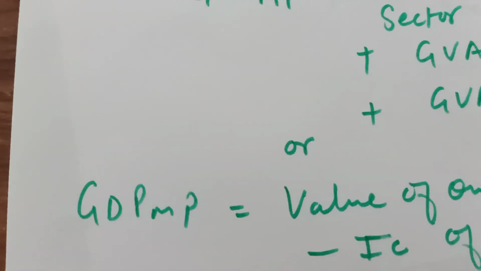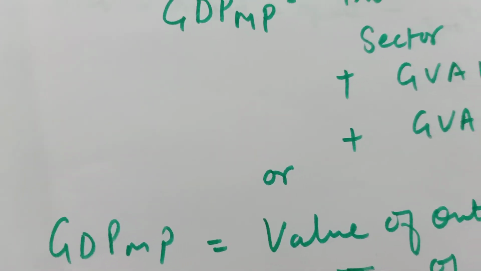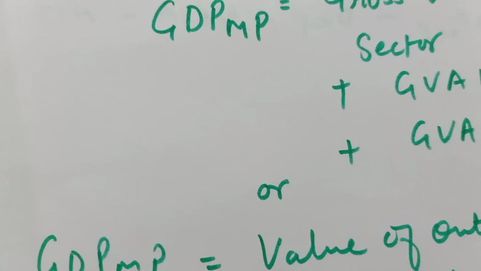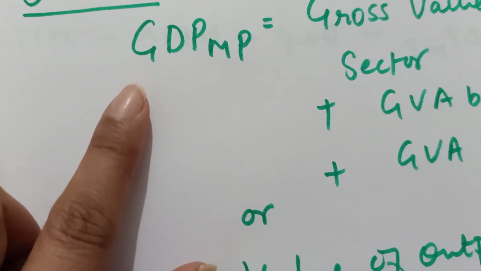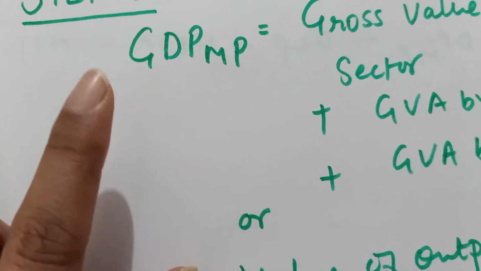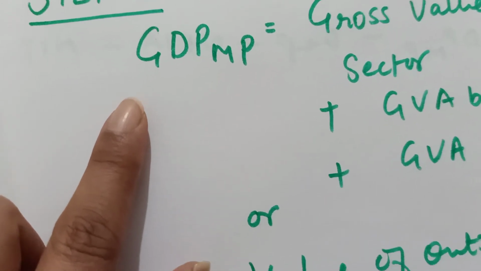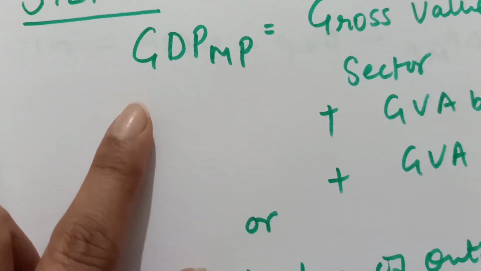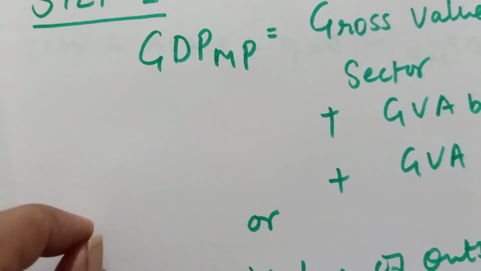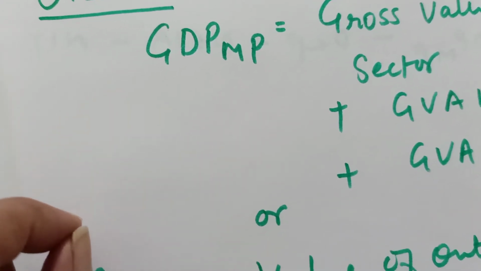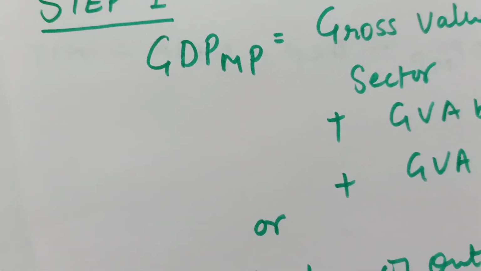I told you how we calculate, estimate national income through value added method. The value added method: the sum total of gross value added by all the firms in the domestic economy in a year is called gross domestic product. If there are n firms in the economy, then GDP can be written as follows: GDP is equal to the sum total of gross value added of all the n firms.